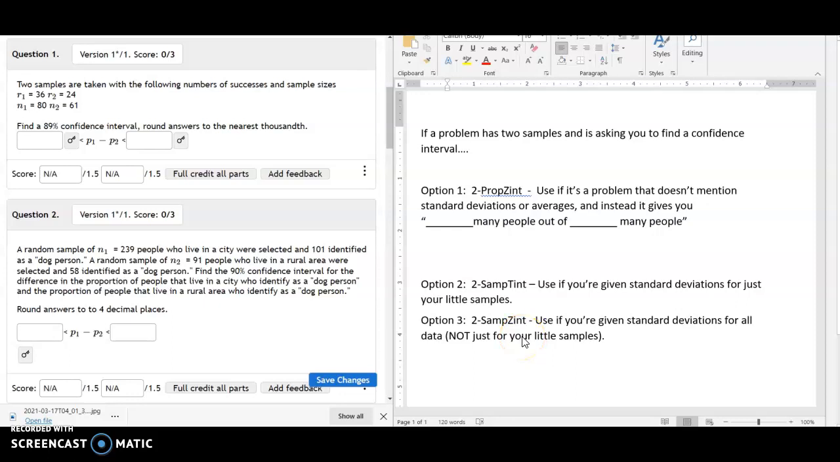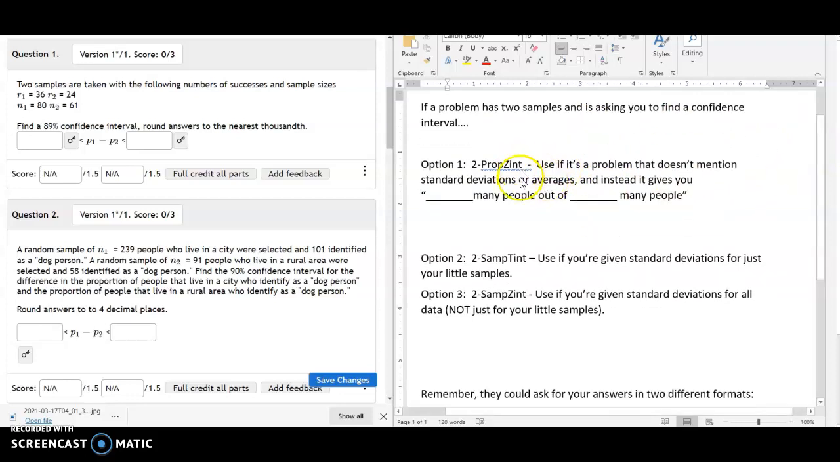Okay, we are looking at some problems in section 8E here, and these are problems where you have two samples and they're asking you to find a confidence interval. So I kind of wrote that over here. If a problem has two samples, as opposed to last week where we only had one sample, now we have two samples, and they're asking you to find a confidence interval.